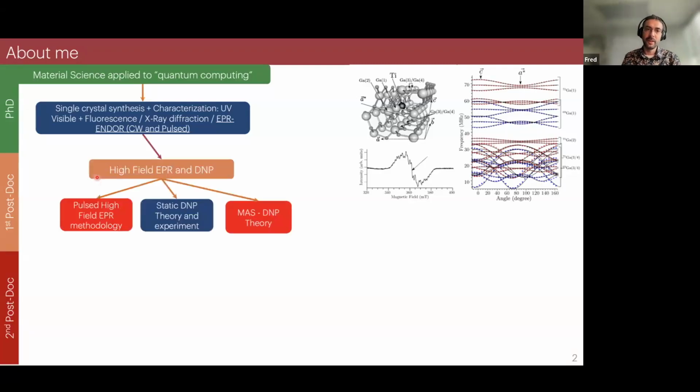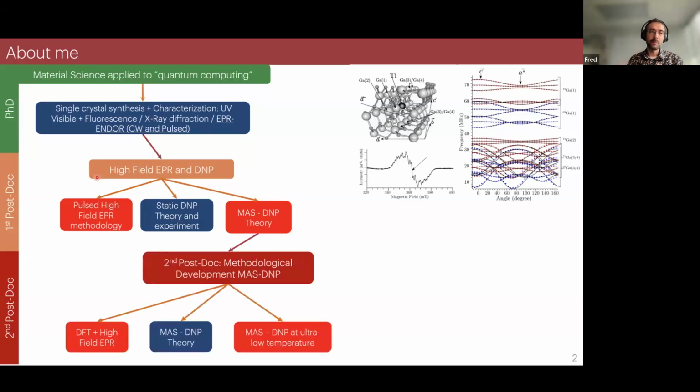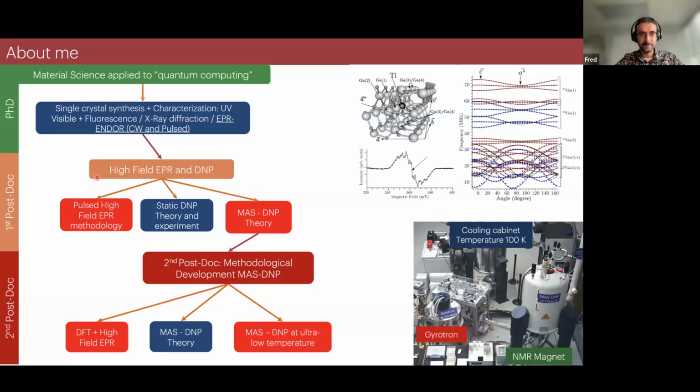And that's how I got introduced to many aspects of EPR. And later on, I did high field EPR with this training and DNP. That was at Weizmann Institute, but my PhD was in Paris 6. And there I became really interested in the MAS-DNP theory with Shimon Vega. And that led me to work at CEA with Gaël de Paëpe and apply the EPR and the theory of DNP to understand how DNP works under magic angle spinning. And I carried on this work as I joined the MagLab.